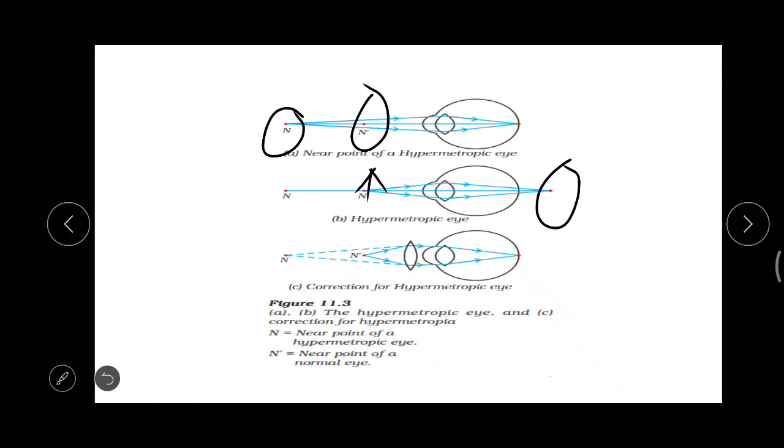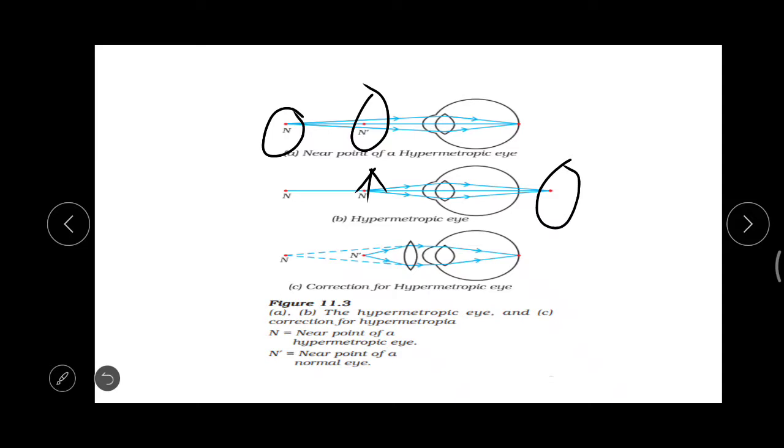So here the two reasons are, maybe the eyeball is shortened or the focal length is increased. Focal length increased means the curvature of the eye lens is decreased. Okay, so those are the two reasons behind hypermetropia. And hypermetropia is also known as farsightedness. The reason behind it is the near point is getting far away from the eye, and a person with hypermetropia cannot read or see the things near to his eyes, that means at the near point of his eyes.